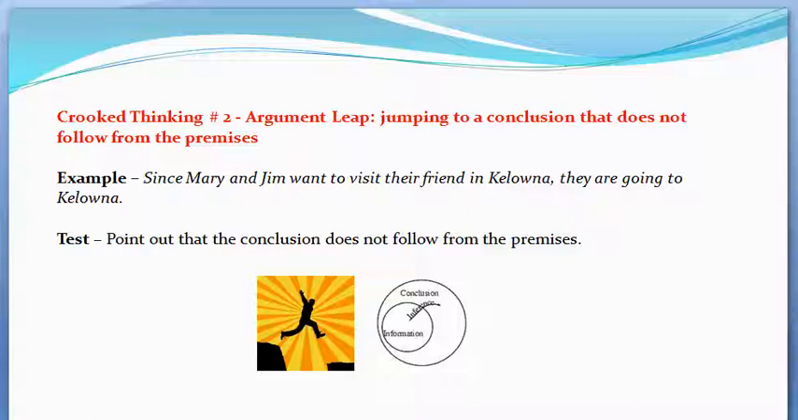Crooked thinking number 2, argument leap, jumping to a conclusion that does not follow from the premises. Example, since Mary and Jim want to visit their friend in Kelowna, they're going to Kelowna. Test, point out that the conclusion does not follow from the premise.